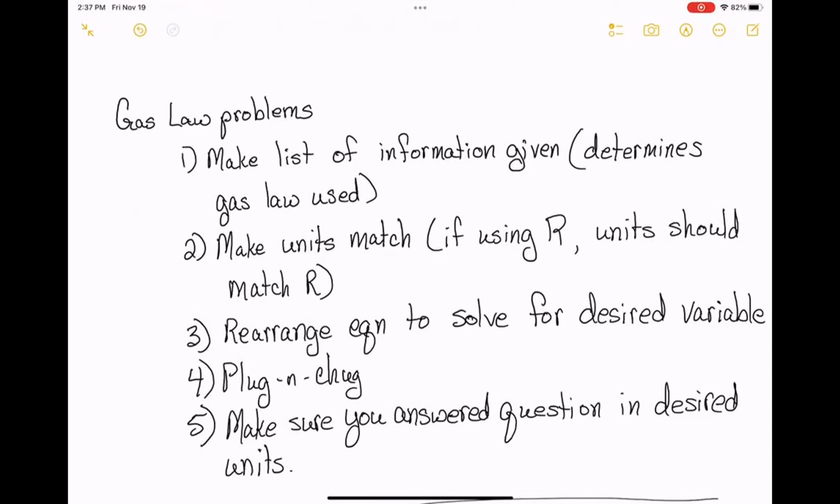And then the last step, and this step is important. It is typically the most overlooked step in the process. When I finish my calculation, I make sure to look back at the question and say, did I actually answer the question? Because you want to make sure that you answered the question and you got the units that it asked for.